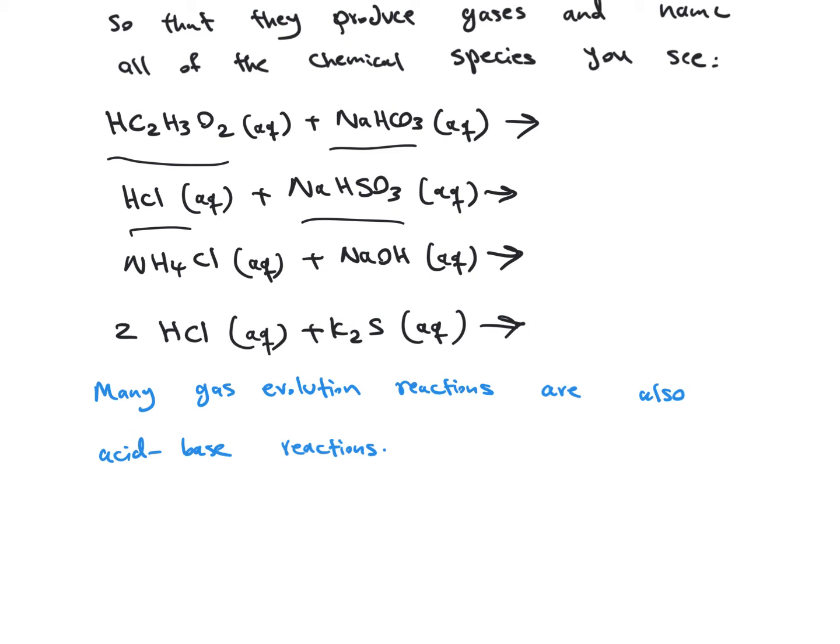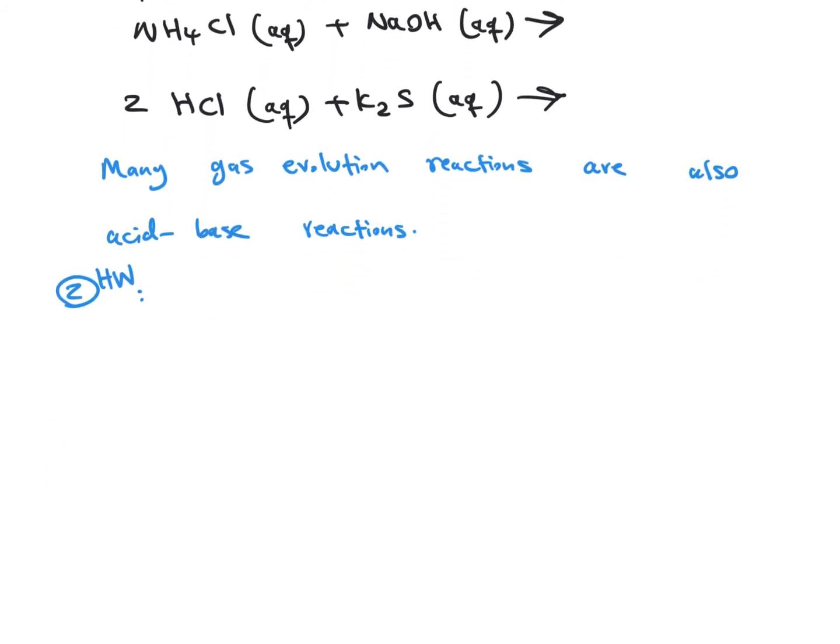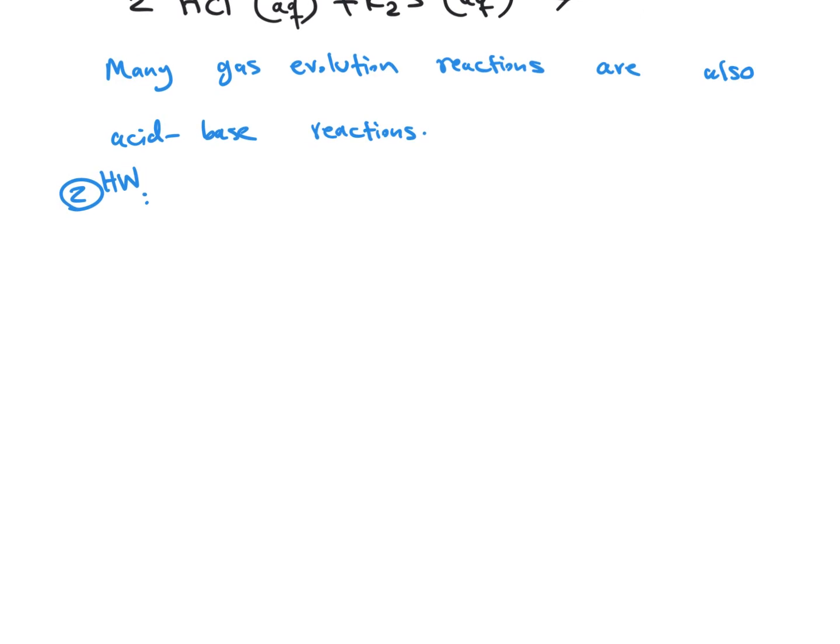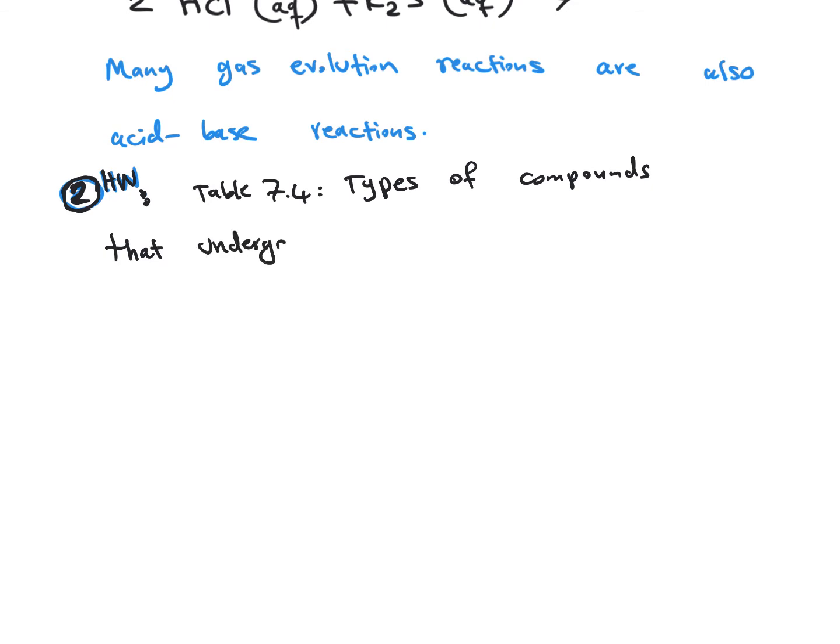And now, I'm giving you the second homework problem. So I just write it: homework 2. I put "homework" by it, so it would be obvious that this is the second question that I'm asking you. So you have your table 7.4, and that is types of compounds that undergo gas evolution reactions.